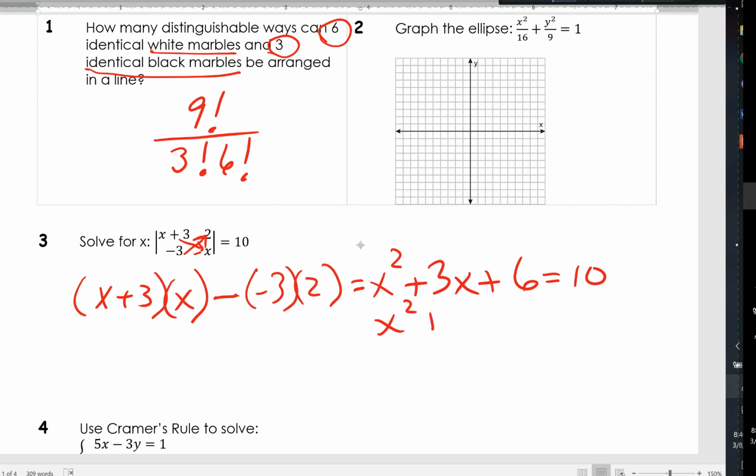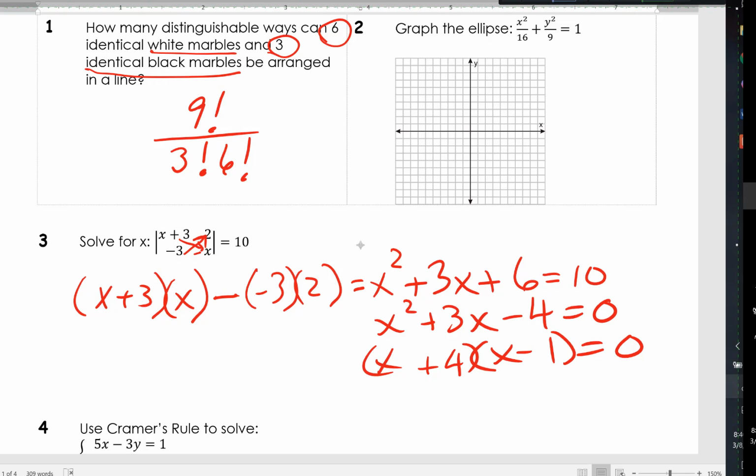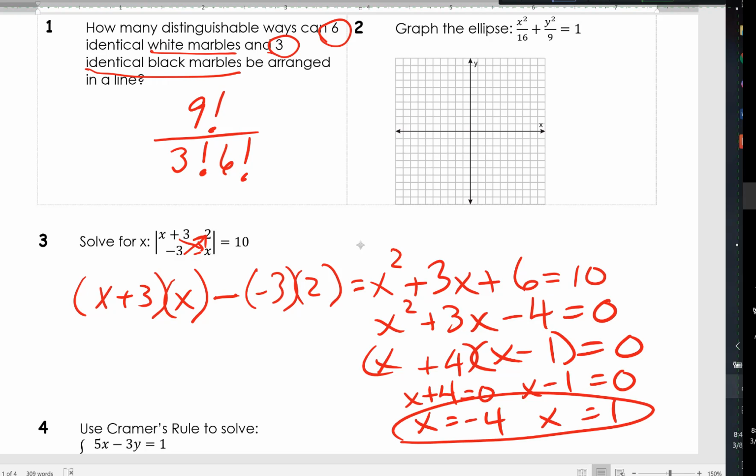So first thing you're going to do is get everything on one side, subtract that 10, so you're going to have x squared plus 3x minus 4 equals 0. Then you can factor it, put an x here and here. You want plus 4 and minus 1, so that the product is negative 4 and the sum is 3. And so if 2 things multiply together give you 0, that means one of them is 0. So either x plus 4 is 0 or x minus 1 is 0. That means x is negative 4 or x is 1. So those are the 2 solutions to that equation.